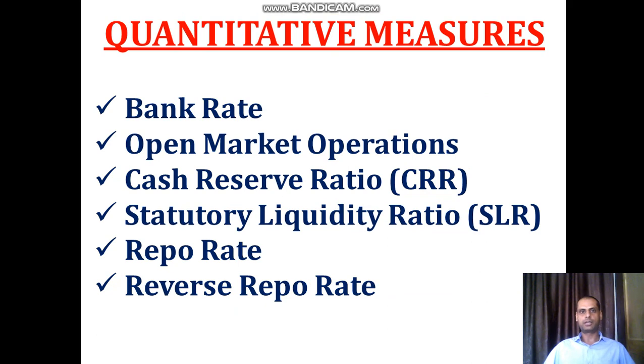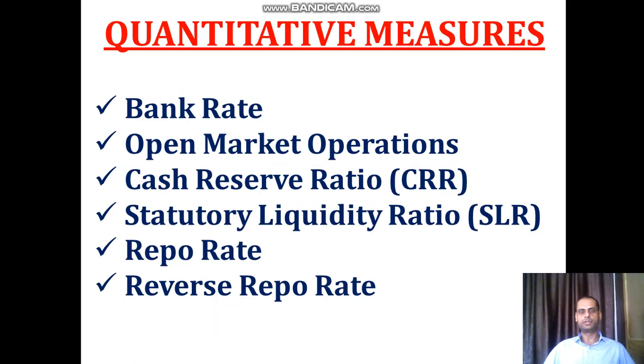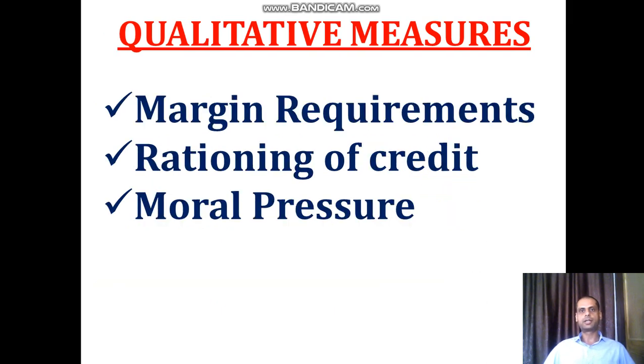We are now aware that these are the 6 quantitative measures to control credit, and the Reserve Bank of India, the central bank, uses these measures to control 2 situations: inflation and deflation. The quantitative measures are bank rate, open market operation, cash reserve ratio, statutory liquidity ratio, repo rate, reverse repo rate. And the qualitative measures are margin requirement, rationing of credit, and moral pressure. This we have done so far.